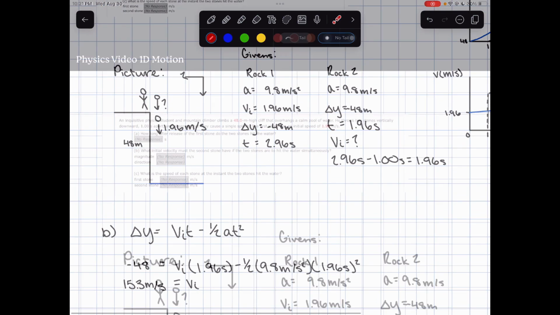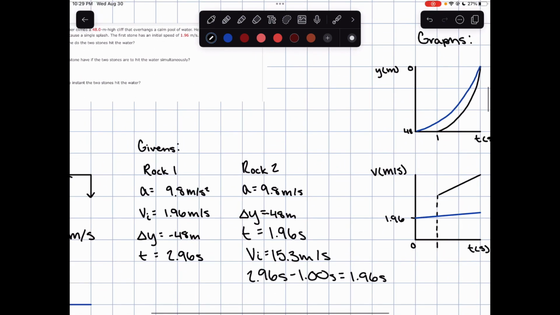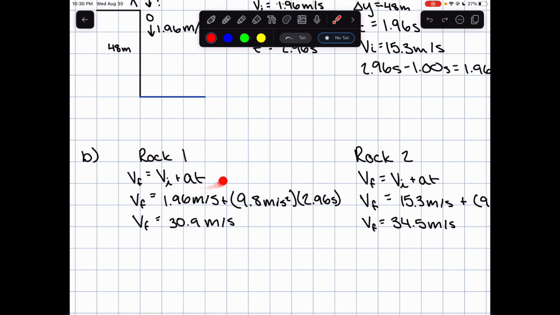Easy peasy lemon squeezy. Now we're on part C. What is the speed of each stone at the instant the two stones hit the water? First, let's take a quick look at our givens. We now have plugged in our initial speed for rock number 2. And then we can go right to the equations. This time we're using the first kinematic equation, which is also the easiest and the simplest to do, especially now that we have all our givens and knowns listed.